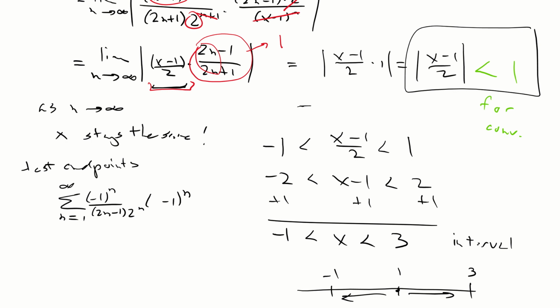So I'm going to erase that guy. I'm going to say, let's say we're testing x is equal to minus 1. So we plug in minus 1 and we get this. Okay, so what's going on here?